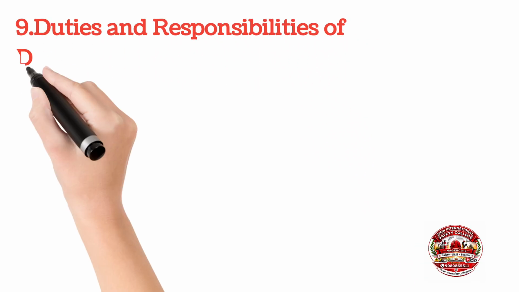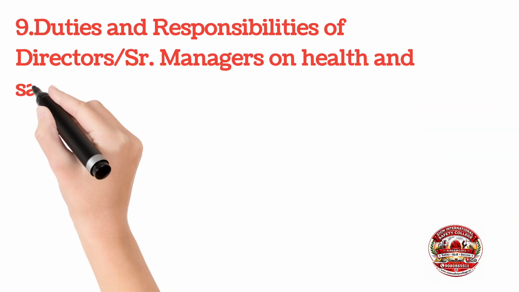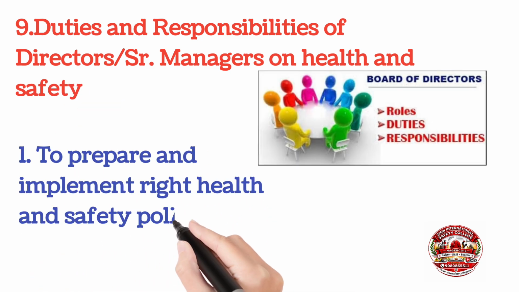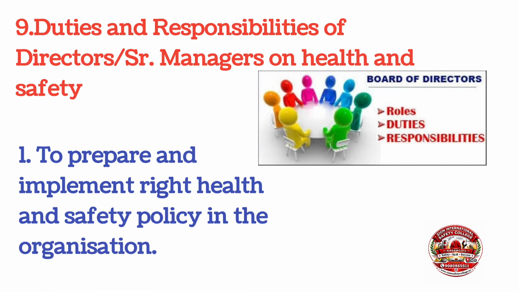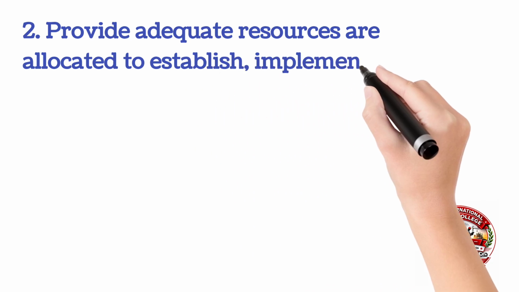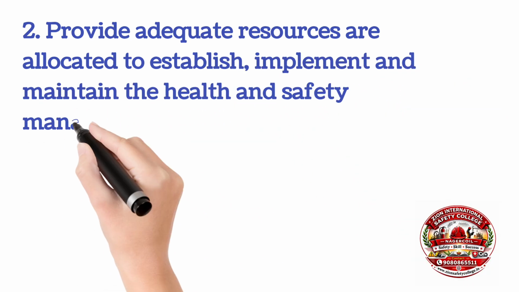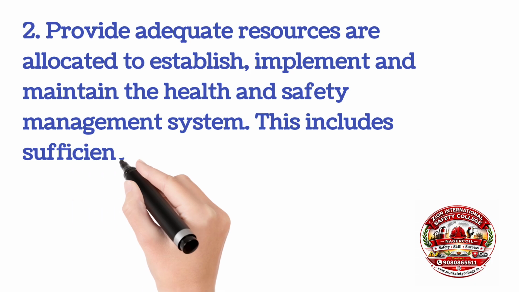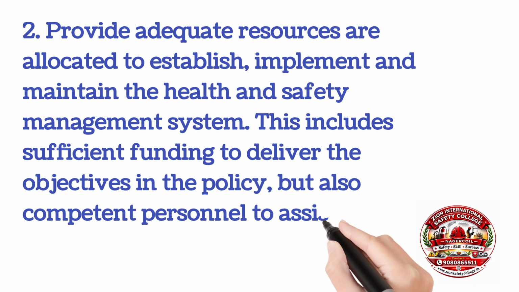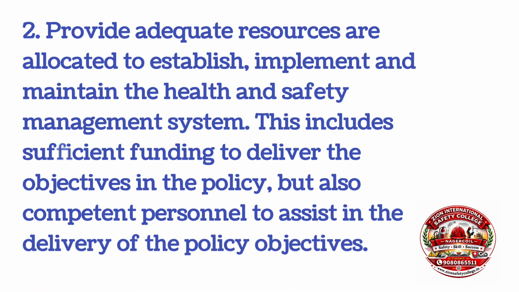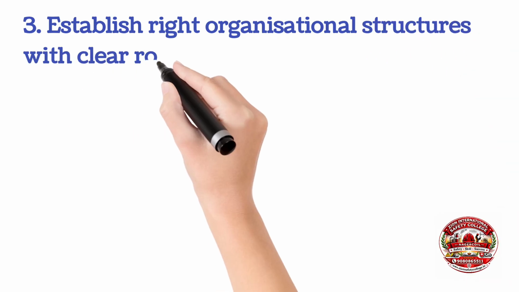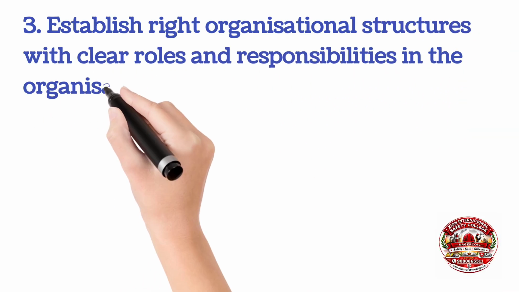Duties and responsibilities of directors and senior managers on health and safety policy. To prepare and implement the right health and safety policy in the organization. Ensure adequate resources are allocated to establish, implement, and maintain the health and safety management system. This includes sufficient funding to deliver the objectives in the policy, but also competent personnel to assist in the delivery of the policy objectives. Establish the right organizational structures with clear roles and responsibilities in the organization.